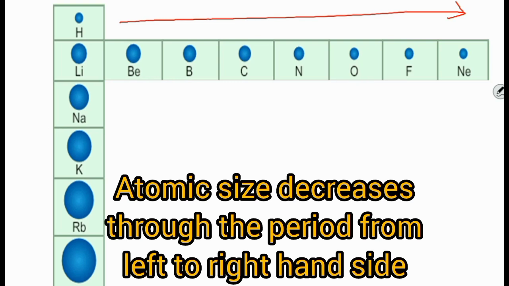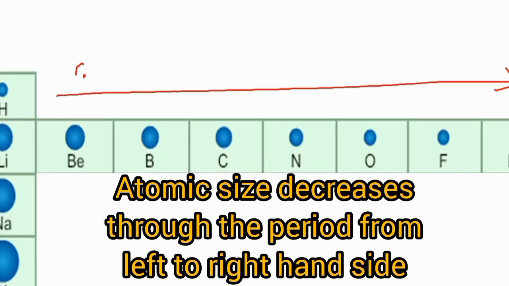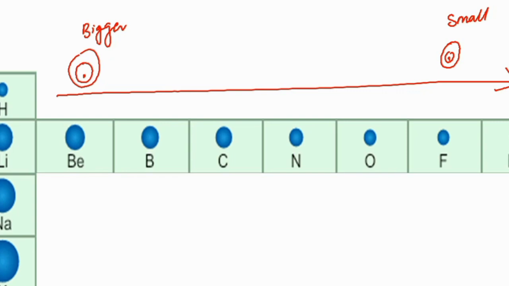Now imagine the size of beryllium, which has 2 shells, compared to the size of fluorine, which also has 2 shells. But why is beryllium bigger and fluorine small? The reason behind the decrease in atomic size is the nuclear charge.